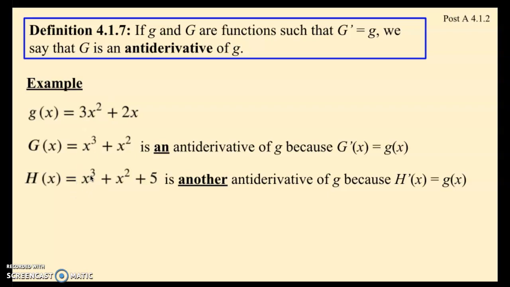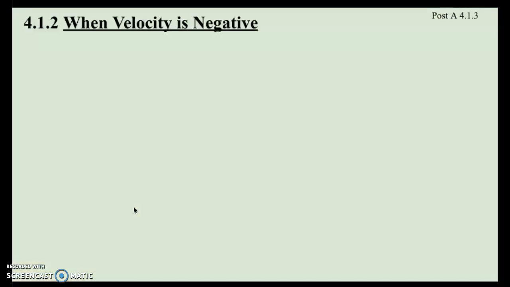So watch, when I take the derivative of h, I get 3x squared, check, plus 2x, check, and then the derivative of a constant is 0. So you can pretty much have any constant you want. You can have any constant you want at the end of your antiderivative.